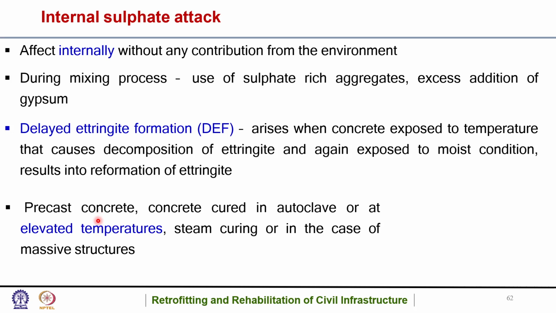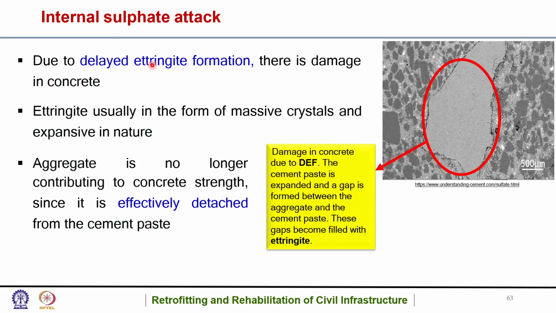Then there is precast concrete, and concrete cured in an autoclave. Autoclave is when curing is done at elevated temperature and high pressure, both. Steam curing is only elevated temperature, but not high pressure. Or in the case of massive structures. So these are some of the places where internal sulfate attack occurs.